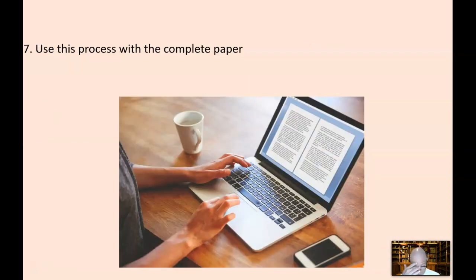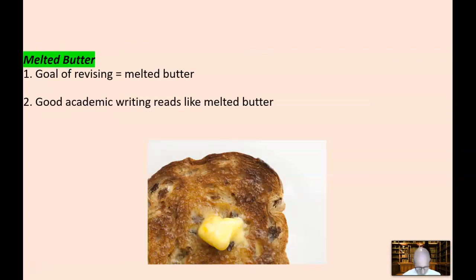Then use this process with the complete paper, looking at sentence, paragraph, section, sentence, paragraph, section. The goal is melted butter. Good academic writing reads like melted butter. It flows off the page. You cannot help but understand what the writer is trying to say. You don't have to pause or reread or figure out an awkward sentence or sudden shifts in subject matter. Melted butter should be the goal of revising.